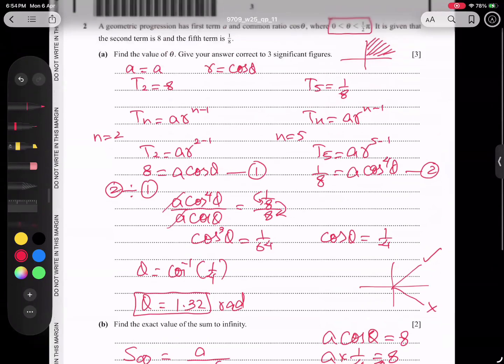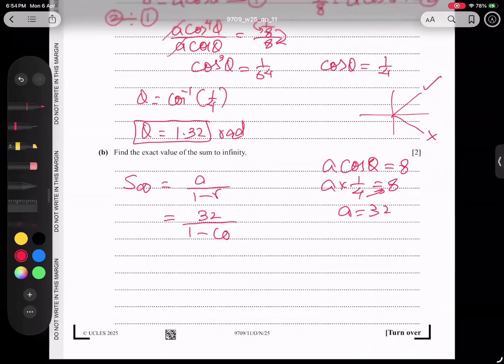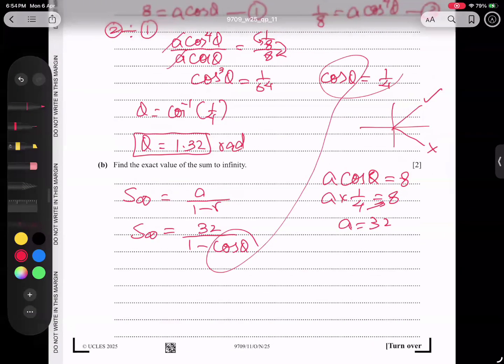We have already been given cos theta. So I'm going to plug in here 1 minus cos theta. And he's asking, give us the exact value. And cos theta can be replaced by 1 by 4. So 32 over 1 minus 1 over 4. So I think the point is very clear.